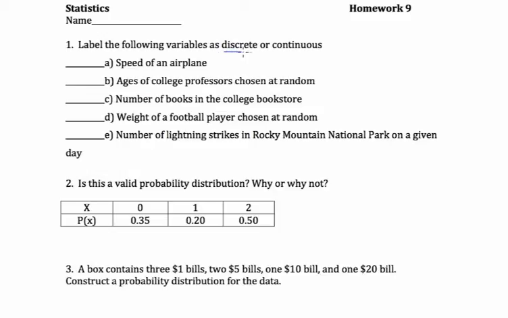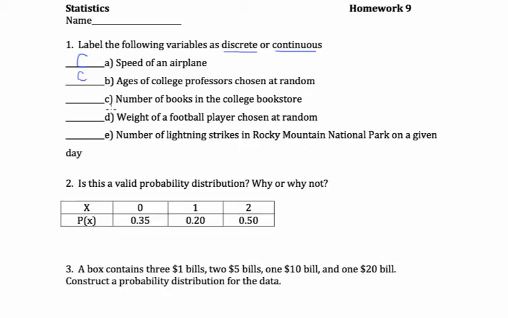Discrete means number of whole numbers usually. Continuous means can be fractions or decimals as well as whole numbers. Speed of an airplane, that's continuous. Ages of college professors, continuous, although I would maybe argue for discrete. You could maybe argue for discrete with me on that one.